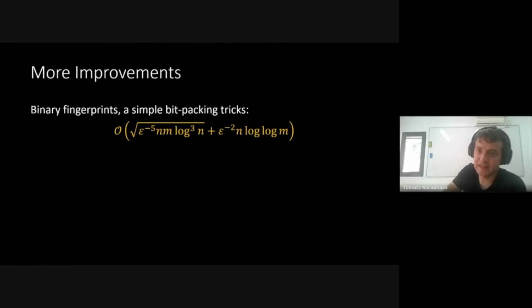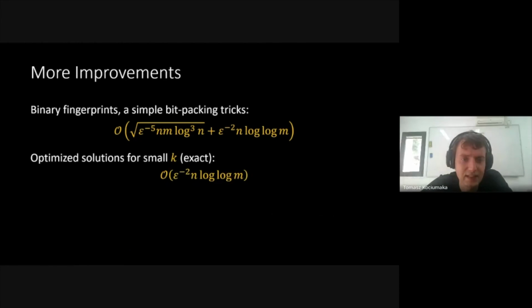So first of all, instead of Karp-Rabin fingerprints, we actually use binary fingerprints. So we compose Karp-Rabin fingerprints with some random mapping to 0 or 1. And then we use bit packing tricks to make sure that we can compare multiple fingerprints in constant time. And that reduces the second term in the running time. In order to reduce the first term, we observed that the bottleneck there was for very small k. And there are efficient algorithms computing the Hamming distances exactly if we only care about small distances. And this lets us completely remove the first term. It gets dominated by the second one.